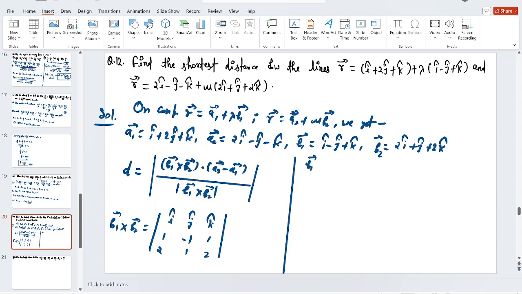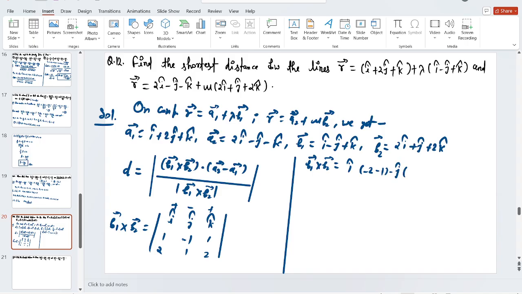So you get what? This is i cap here, with the sign pattern plus, minus, plus, solving along R1 of this determinant. Removing the first column, you get 2 into minus 1, which is minus 2, and 1 into 1. This is minus of the 1, minus of the j cap.